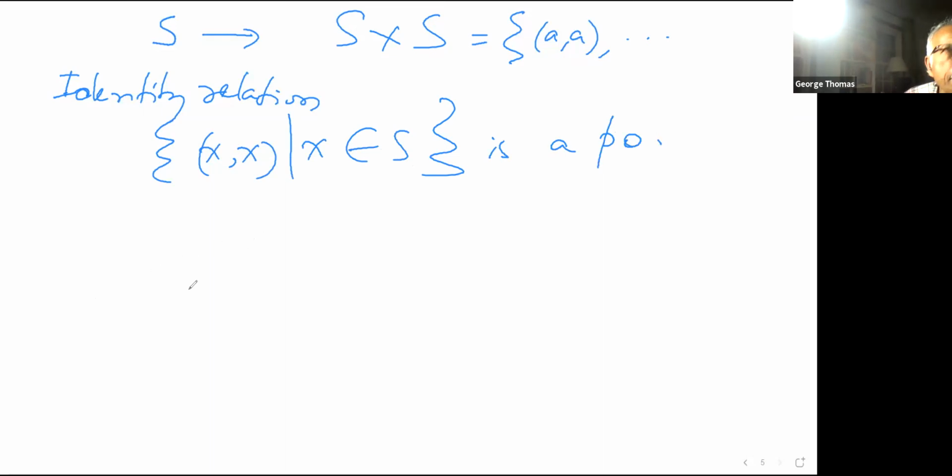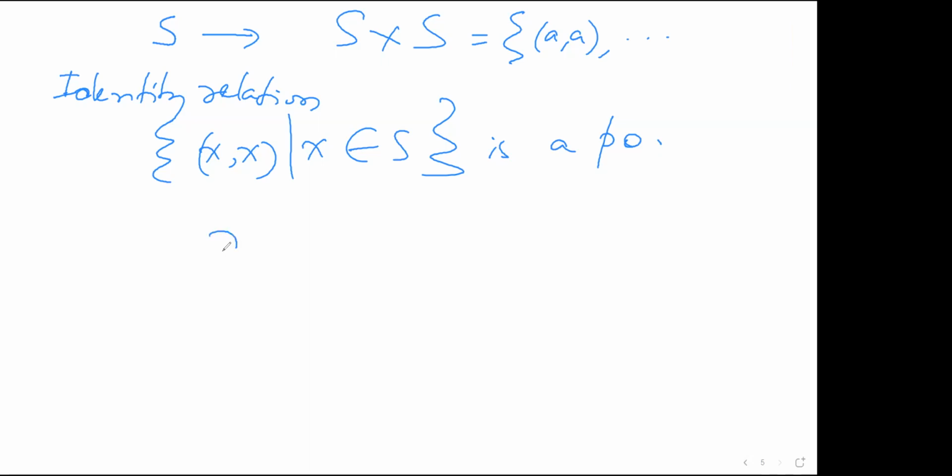Is it reflexive? Yes. Is it anti-symmetric? Yes. Why? Because there's no other element to compare.